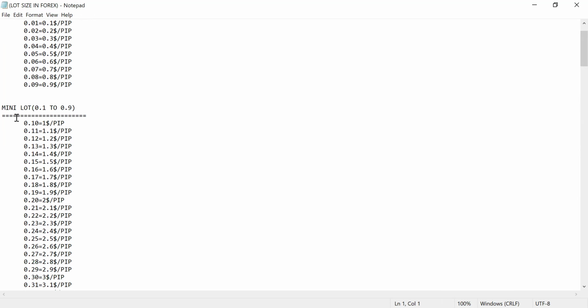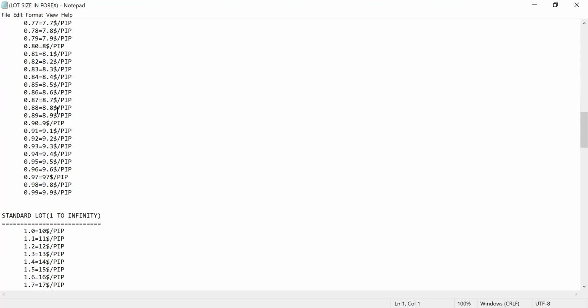The same thing, you come back to the mini lot, which is the 10,000 units that we talked about. Anything that falls between 0.1 to 0.90, if you have a 0.10 lot size, each pip step is going to give you $1. If you have 0.11, each pip step is going to give you $1.10, and so on. So it continues.